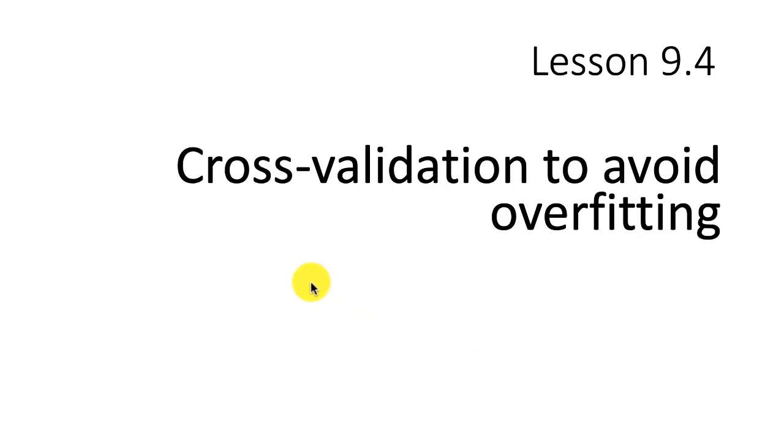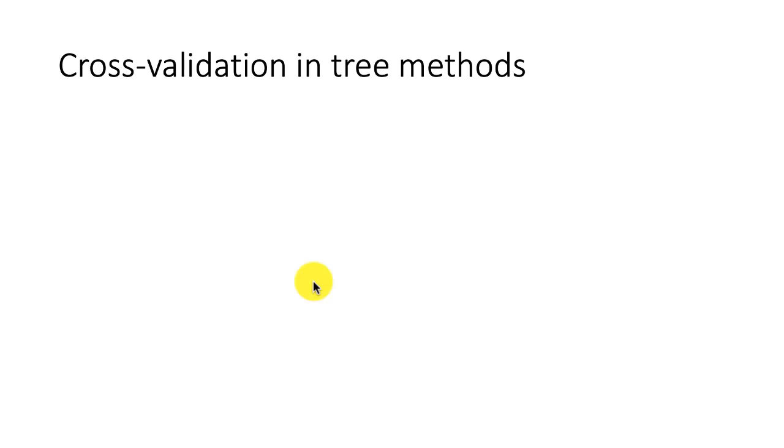So in order to find the optimal tree, methods use cross-validation. This is something that we have discussed under classification trees. So we'll take a quick look at cross-validation in the context of regression trees.